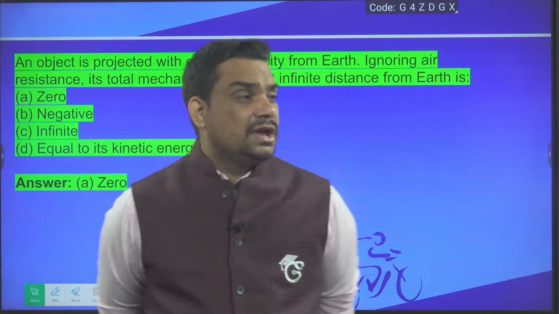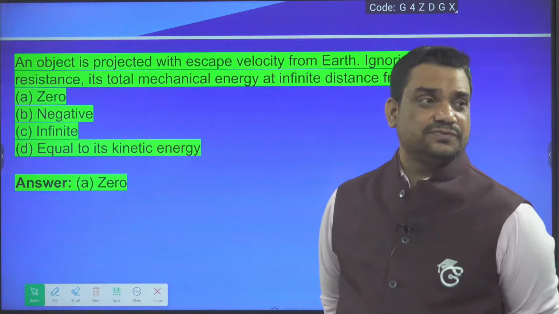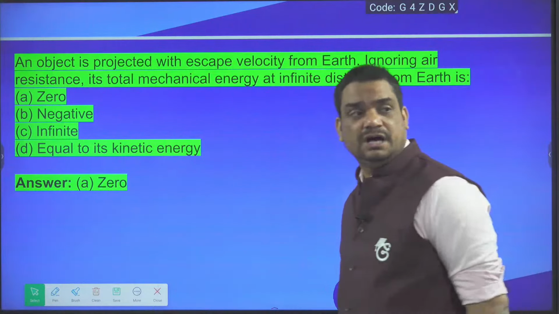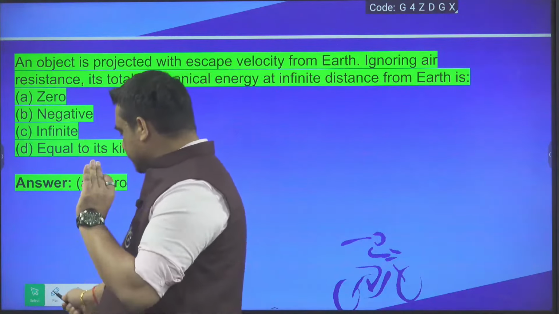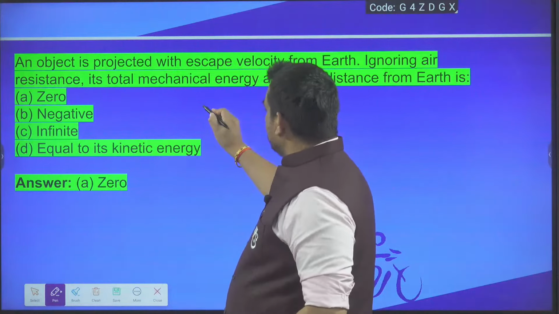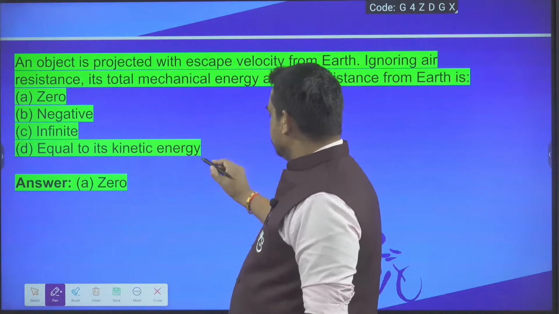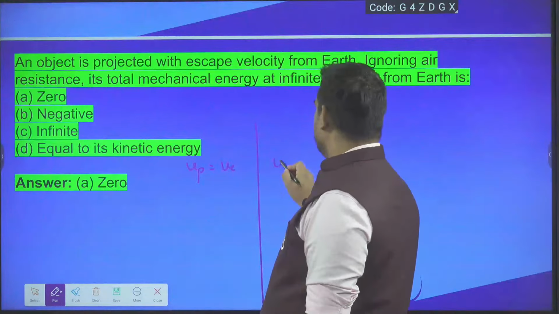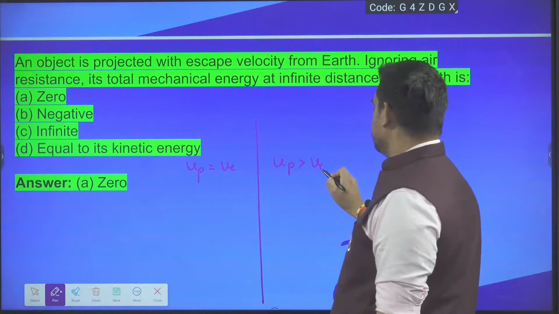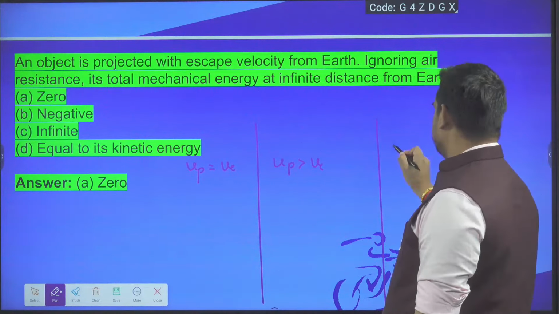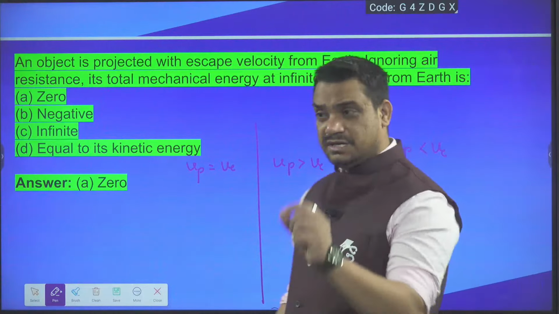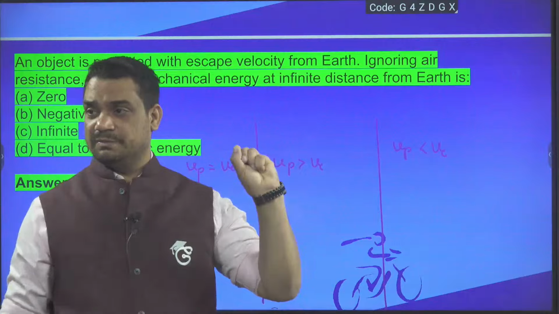Okay, an object is projected with the escape velocity from Earth, ignoring the resistance, what is the total mechanical energy at a distance from the Earth? Here I will say, remember 3 things. Velocity of projection is equal to velocity of escape. Velocity of projection is greater than v escape. Third thing you have to remember, velocity of projection is less than velocity of escape.